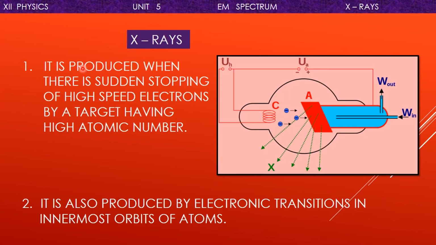X-rays. X-rays are produced when there is sudden stopping of high-speed electrons by a target having high atomic number. Here, the high-speed electrons are suddenly stopped by an element having high atomic number like tungsten. When these fast-moving electrons are suddenly stopped by the target, they release X-rays. X-rays are also produced by electronic transitions in innermost orbits of atoms. When the electrons in the atoms undergo some transitions, X-rays are released.